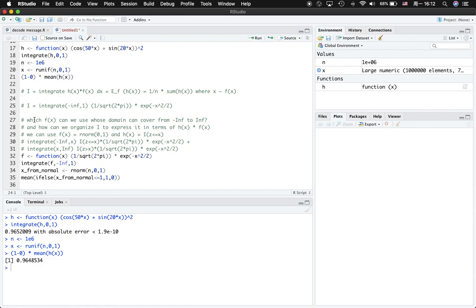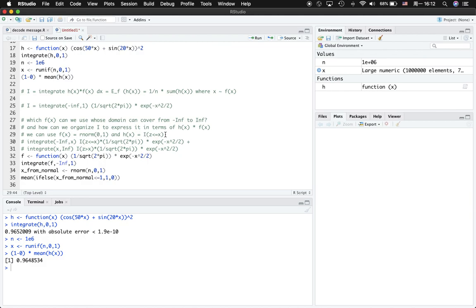So now let's think about which distribution, which f of x, we can use to cover this domain. How can we organize or manipulate the formula here, I, to express it in terms of h of x multiplied by f of x, where x is a random sample that we draw from f of x? In this example, we are going to use a standard normal distribution. So our f of x is rnorm with mean 0 and standard deviation of 1. And then we are going to use h of x as an indicator function.